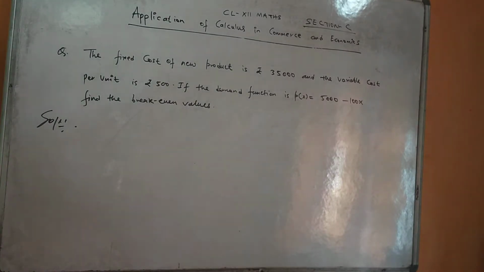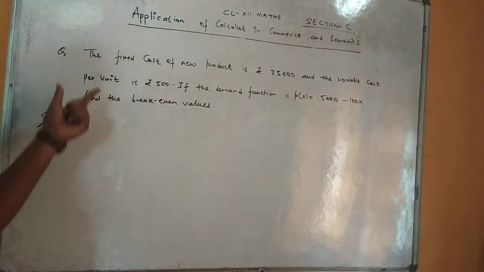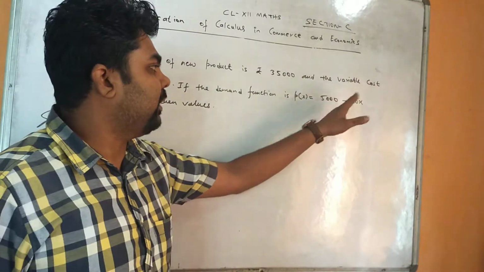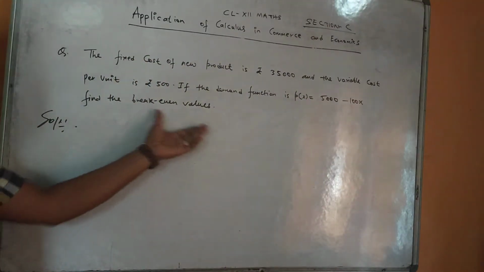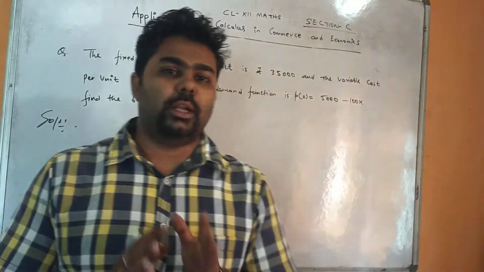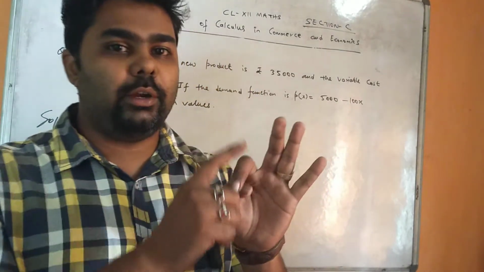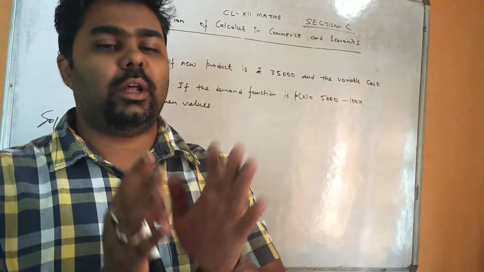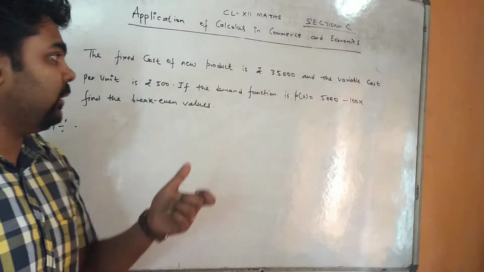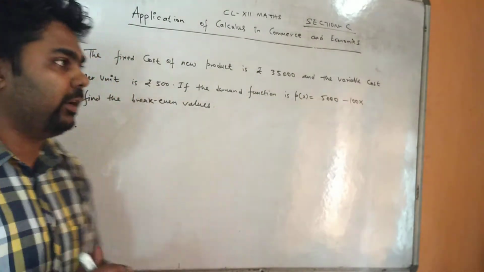Next question we have: the fixed cost of a new product is 35,000 and the variable cost per unit is rupees 500. If the demand function is given by Px equals 5000 minus 100x, find the break even values. To find break even values we first have to find the profit function, that is given by Rx minus Cx. We have to find first Rx, then Vx, then Rx minus Cx equals 0. You see, the direct cost function is not given in the question, right? It is given by fixed cost and variable cost, we have to generate it from here first.